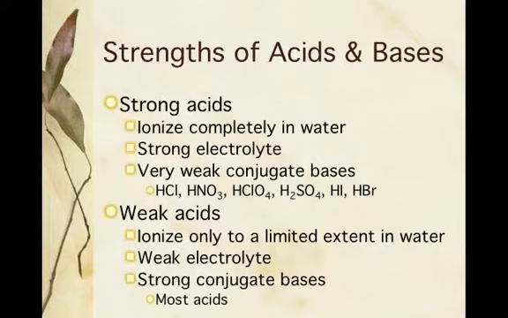Weak acids, all the other acids are weak, and they only ionize a little bit. So they do change the pH. They do have a pH, but it's very weak. And so we will learn Monday how to calculate pH for weak acids. They have very strong conjugate bases, though. So their conjugate bases are very strong. Most acids are weak acids.